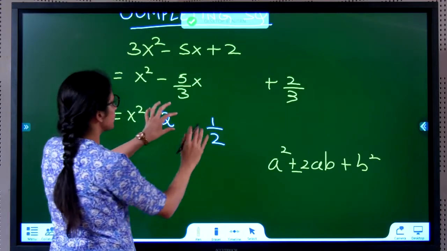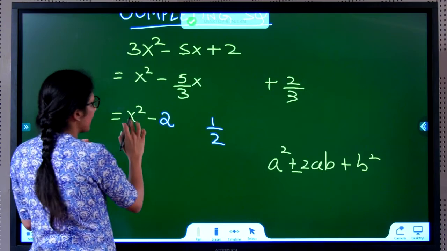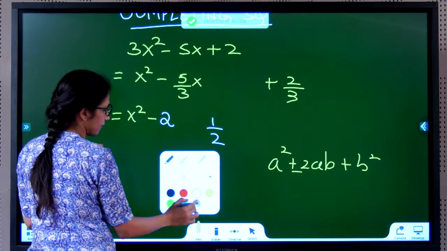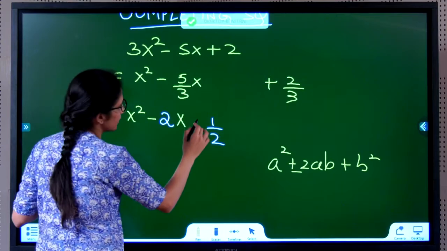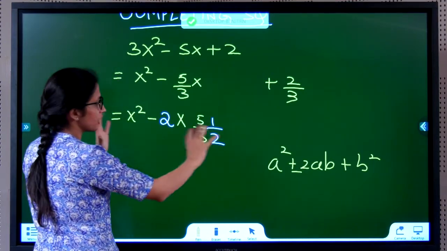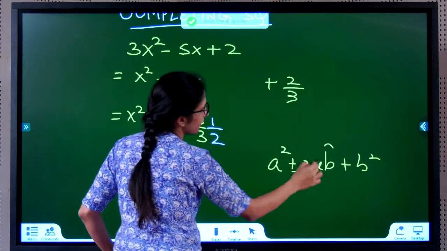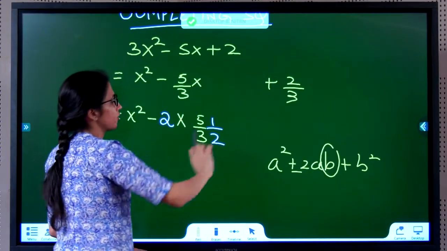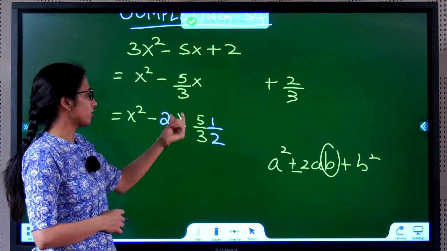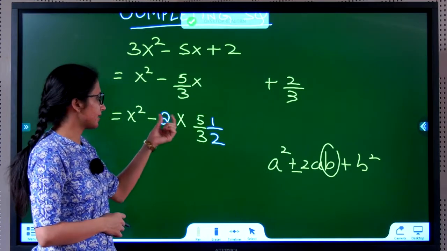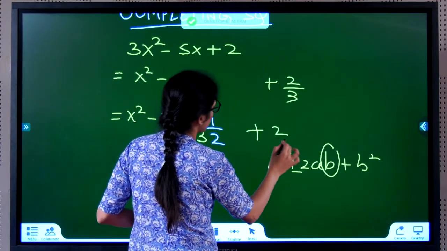Understood? Why did we do this? I want a 2ab, so I put the 2. x is nothing but your a, that is there already. This 5 by 3 is the other number that is there. Did I change anything? No, I multiplied and divided with 2. Here you are allowed to form any b. That's why I said forget the constant. I repeat: x square minus 2ab. a is already there as x. I want 2, so multiply and divide with 2. Keep the constant as it is, keep the plus 2 by 3.